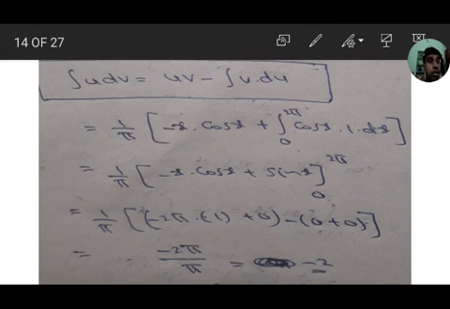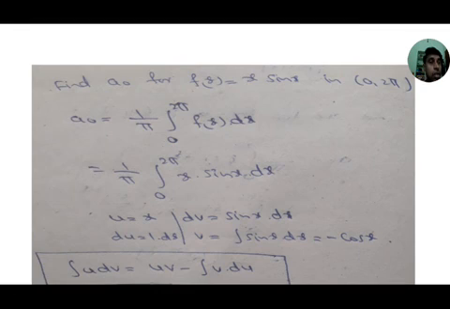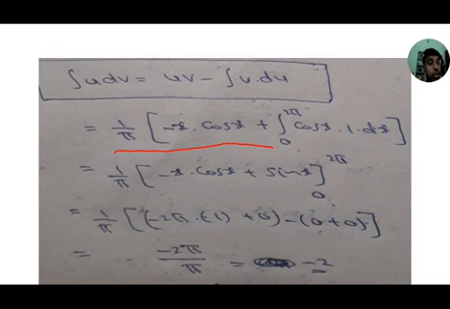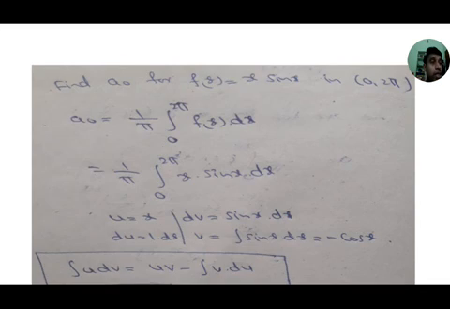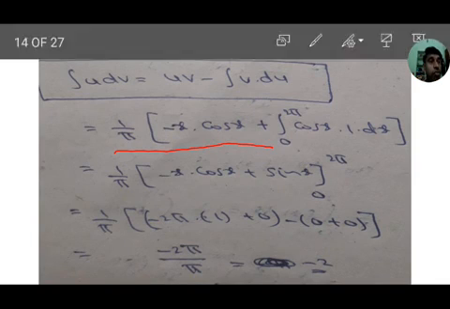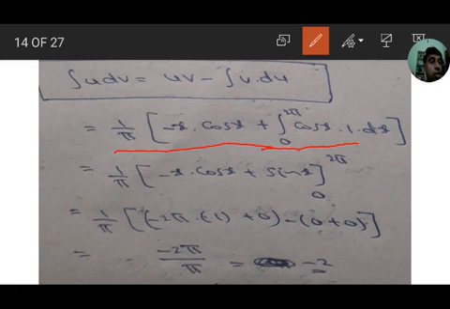In the substitution, 1 by pi into uv: minus x into cos x, minus minus sin, cos x, minus minus will become plus v. So minus minus will come plus. Therefore integration 0 to 2 pi cos x into 1 dx, that is minus x into cos x, integration sin x from 0 to 2 pi.